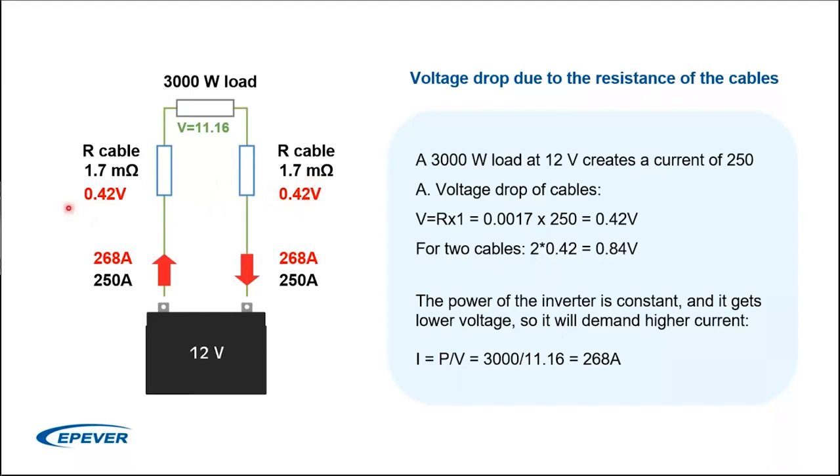And what is the result of this? As a result of this voltage loss in your system, you will not receive 12 volts at your inverter side. You will only receive 11.16. And what is the result of that? When you have the voltage 11.16 and the load 3000 watts, then your current is not 250 amps anymore. It is 268 amps. So this is going to increase the current that is flowing into your system, and it will cause a lot of problems.